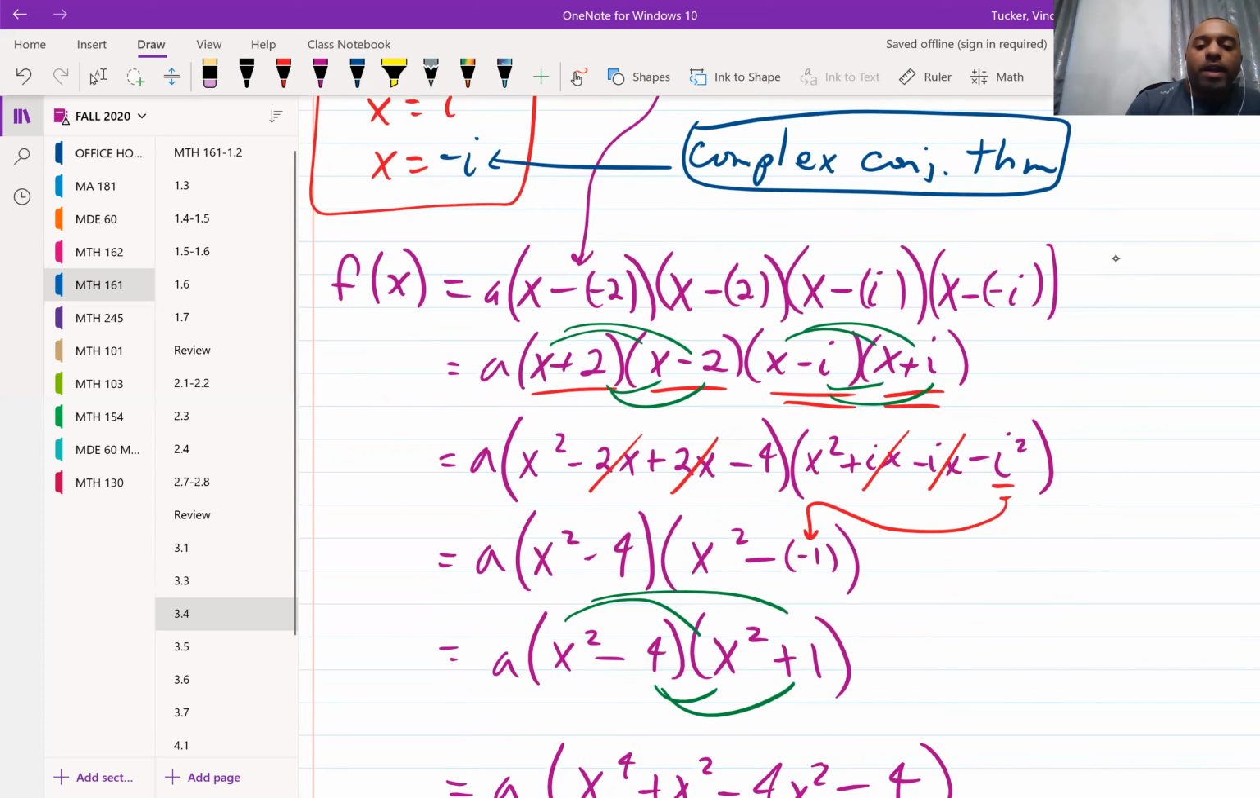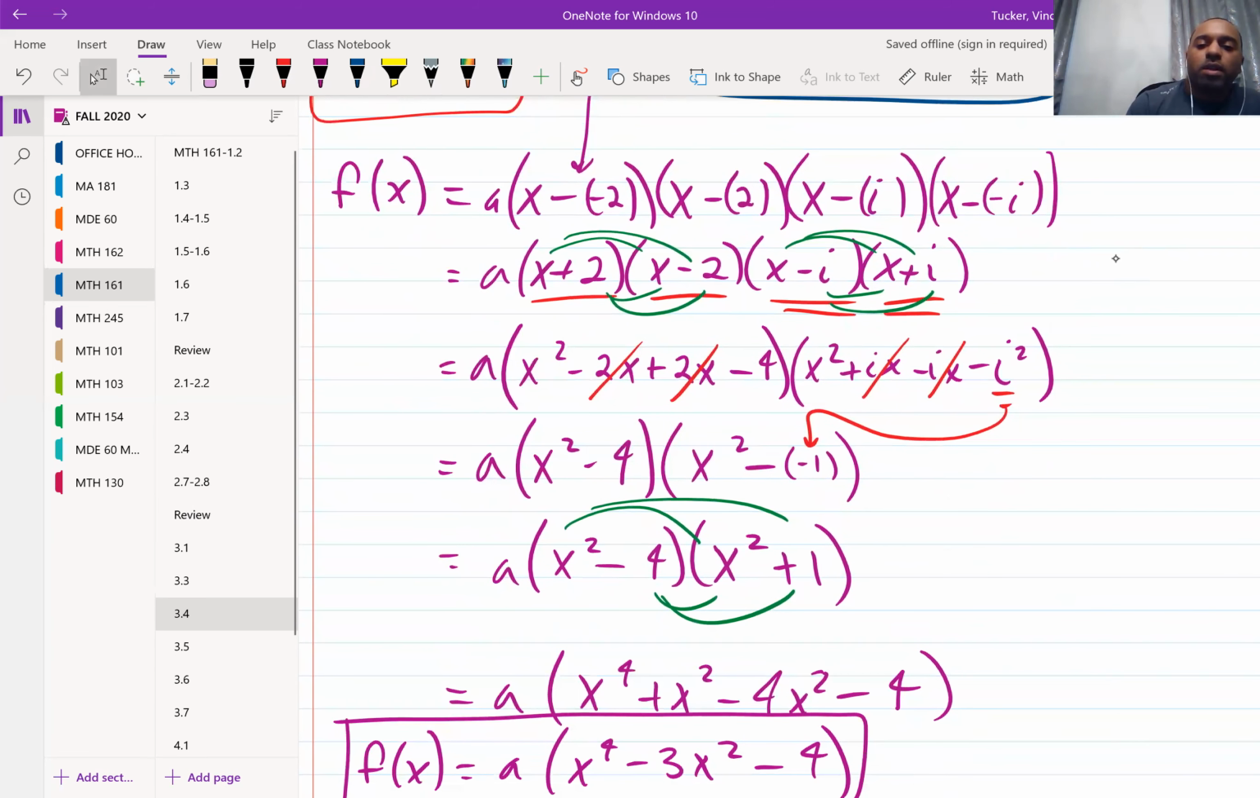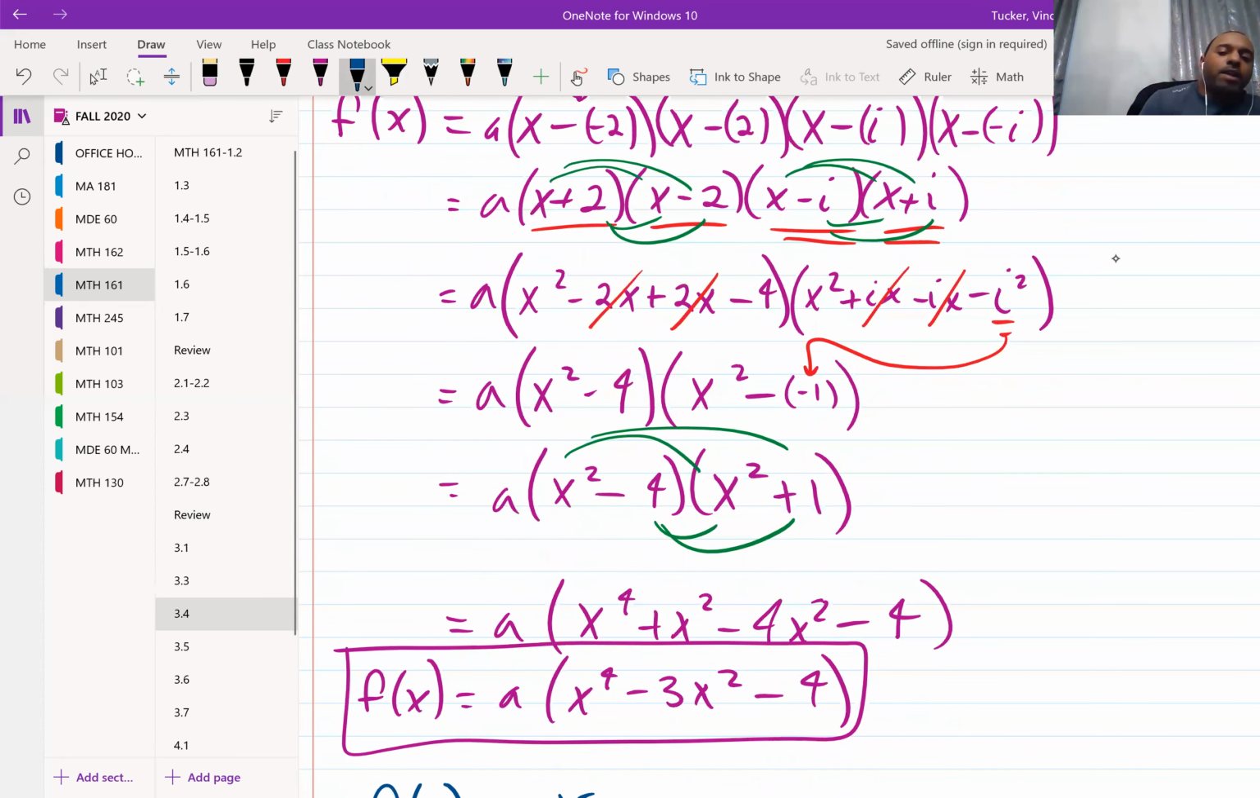And then we'll FOIL that out. x squared times x squared is x to the 4th. x squared times 1 is 1x squared, -4x squared. Then -4 times 1 is -4. Combine your like terms. We now have a times x to the 4th minus 3x squared minus 4. Any questions? Should be all right.